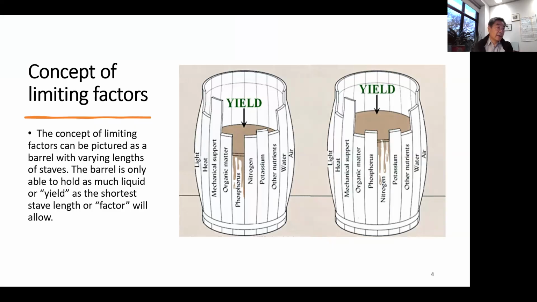Before we go to those factors, I want to introduce the concept of the limiting factor. The concept of the limiting factor can be pictured as a barrel with staves of varying lengths. The barrel is only able to hold as much liquid, or in our crop situation, yield, as the shortest stave length, or the factor, would allow. In this picture, if you look at the left one, the phosphorus stave is so low. You could increase other staves to a higher level, but unless you make up that one, your water level won't increase in your barrel. So the soil P is a limiting factor in this case.